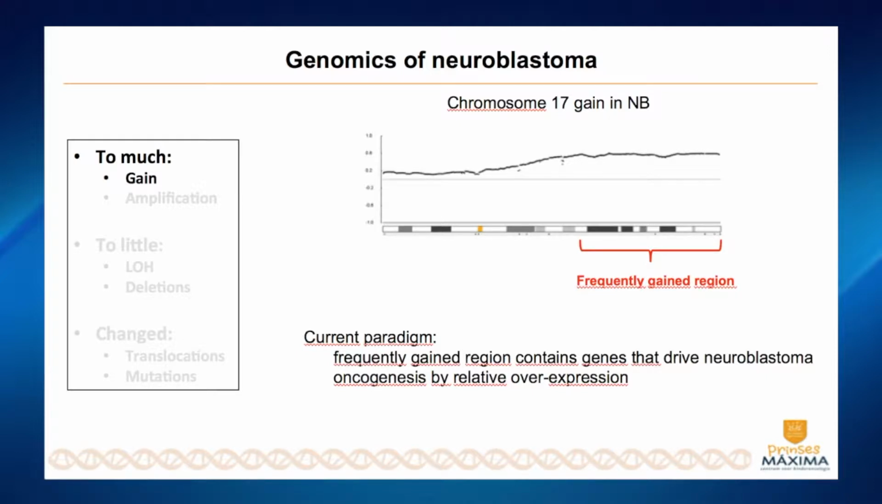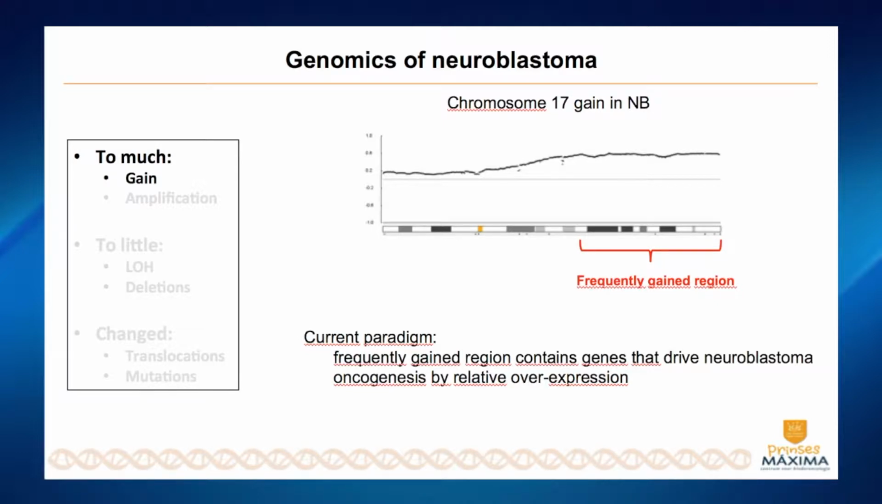And the paradigm is that this frequently gained region contains several genes that are tumor driving, that support neuroblastoma, the deregulation of neuroblasts into tumor cells. So it's not one gene, but several genes. And the idea is that these genes are located in this frequently gained region. So this is the average gain shown in neuroblastoma. Some tumors have complete chromosomes, there are tumors with breakpoints in this region, and then most tumors have this region gained.